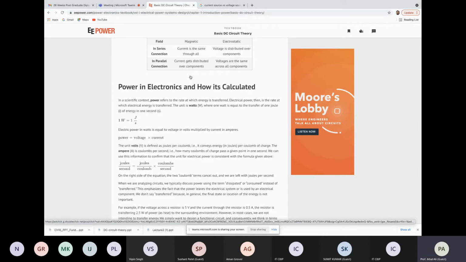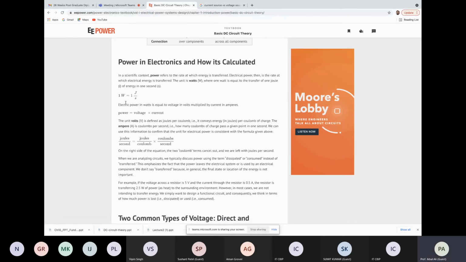And if you define power, it is energy consumed, rate of energy consumed in a unit time. And if you consider SI units of power, energy and time, then this formula is known to you. 1 watt is equal to 1 joule of energy per second. Okay.